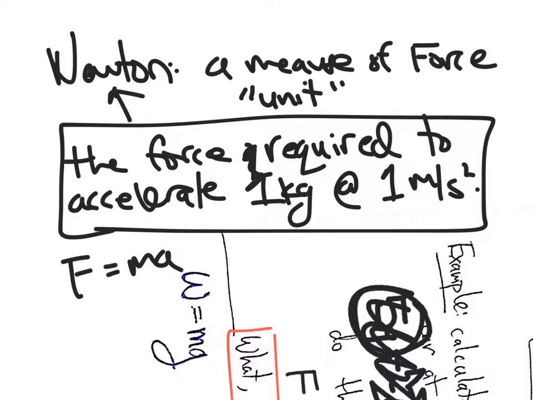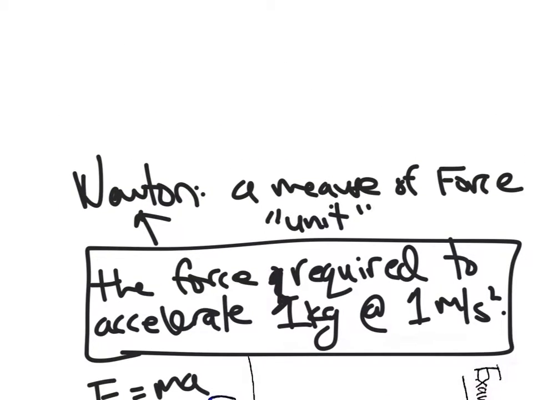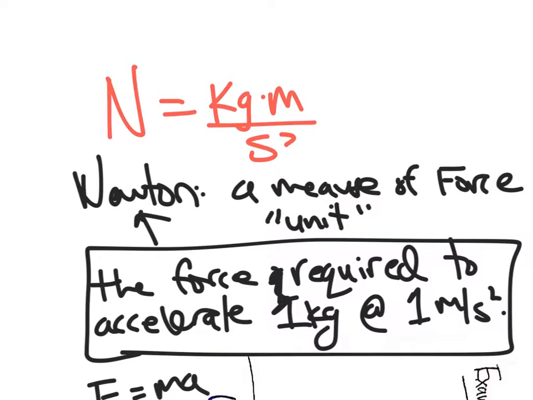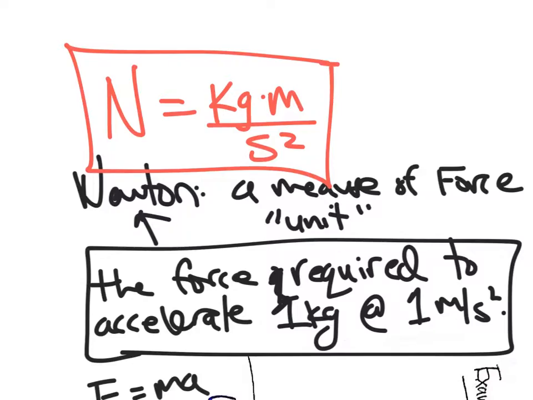So you could also say, and I like this if you're doing some unit analysis to help you figure out your equation or whatever, a newton is equal to a kilogram meter per second squared. That will probably be helpful. Okay.